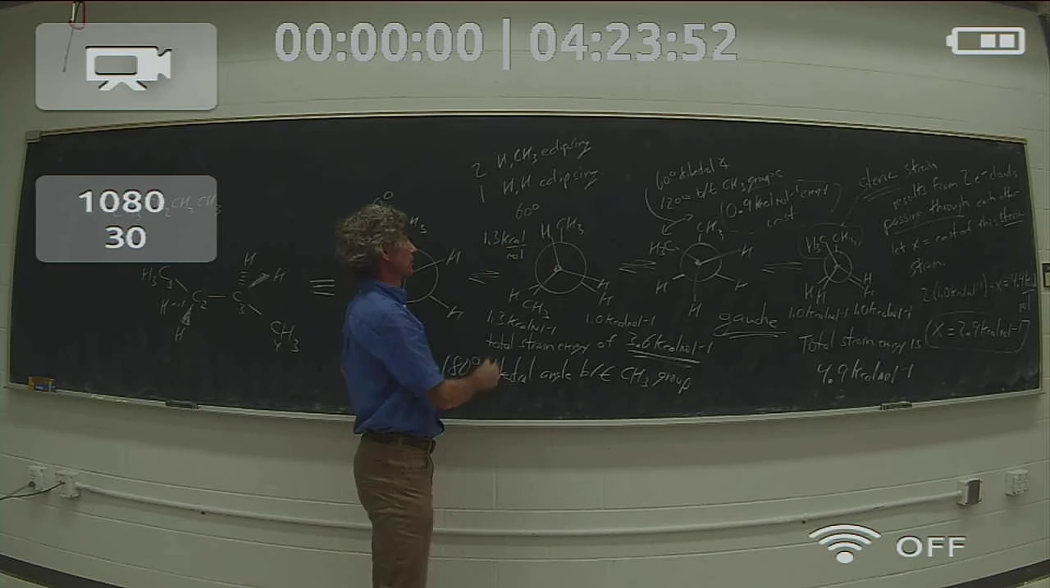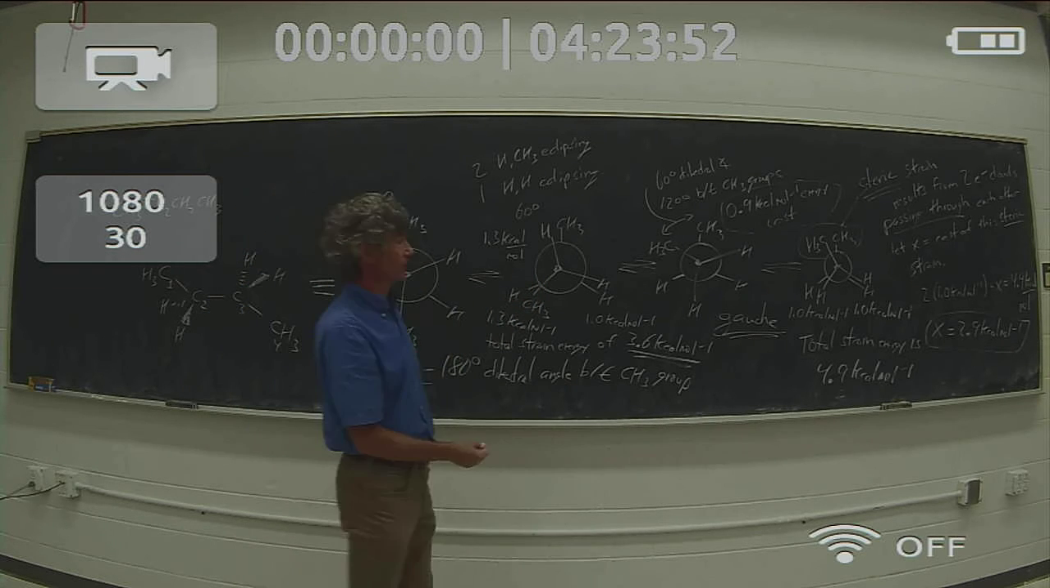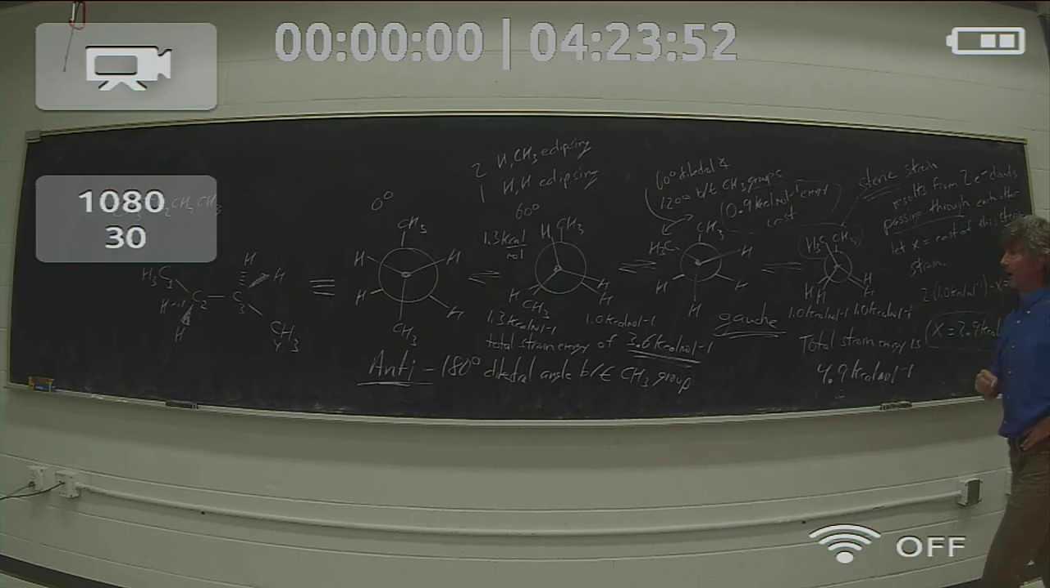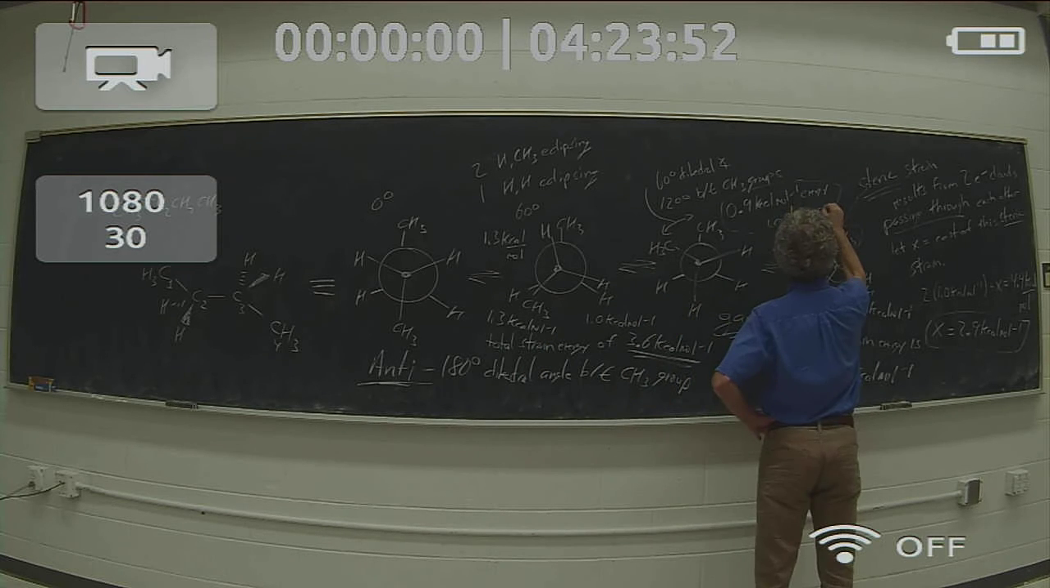2.6 kilocalories per mole would be double that torsional strain. It's more than double the amount of strain that you would get from the torsional strain. Methyl over methyl eclipsing costs you 2.9 kilocalories per mole. And we have this as our 180-degree conformer.